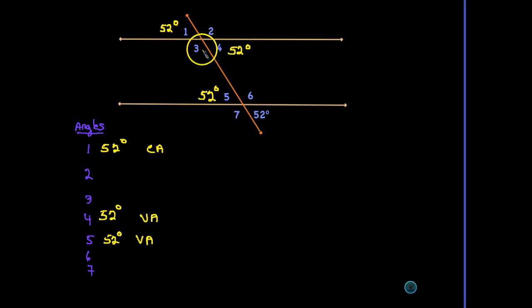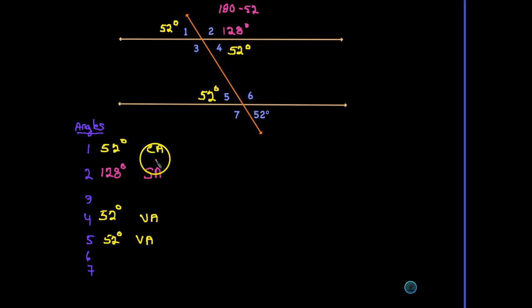Okay, let's keep going. Let's look over here at angle 2. What is angle 2? Well, angle 2 is supplementary to angle 1. So if I take 180 degrees and I subtract 52, I should get what angle 2 is. So angle 2 would be 128 degrees. 128 plus 52 should give me the 180. So I'm going to say that angle 2 is 128, and that is due to supplementary angles. So I'm going to say SA.